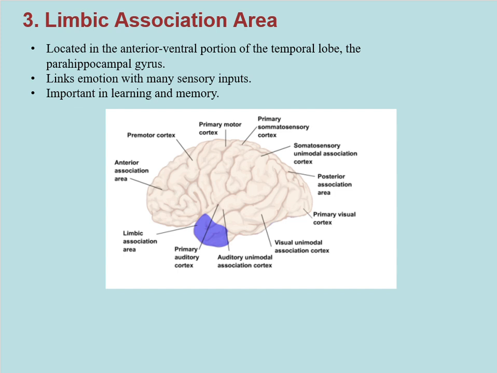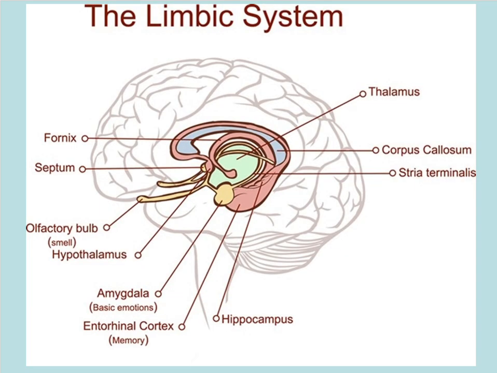Now, the limbic association area is located on the anterior ventral portion of the temporal lobe. So it's near the parahippocampal gyrus, and it's going to link emotion with many sensory inputs, and it's important in learning and memory. It's really the area that takes inputs from the emotional brain, called the limbic system, inputs from the olfactory bulbs and tracts, and inputs from the hippocampus and other structures that function in memory, and even stuff we've learned that is stored in the prefrontal cortex, and just puts it all together. So we can have emotion about conscious thought.